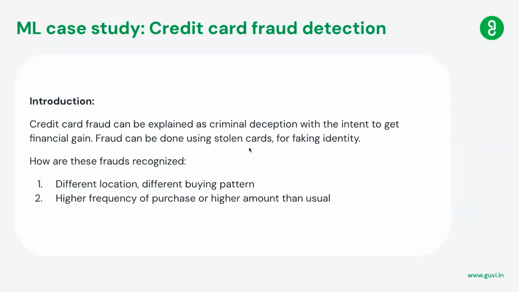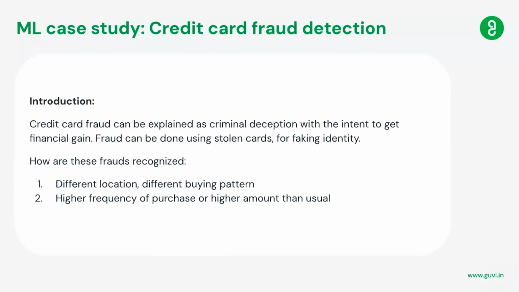Now we look at a real life case study, which is credit card fraud detection. We'll see what steps to apply to get to the result. Credit card fraud can be explained as criminal deception with the intent to get financial gain. That means frauds can happen two ways, either by faking an identity online or by stealing cards. So how are these frauds recognized? There could be certain features which tell you that this is a fraud.